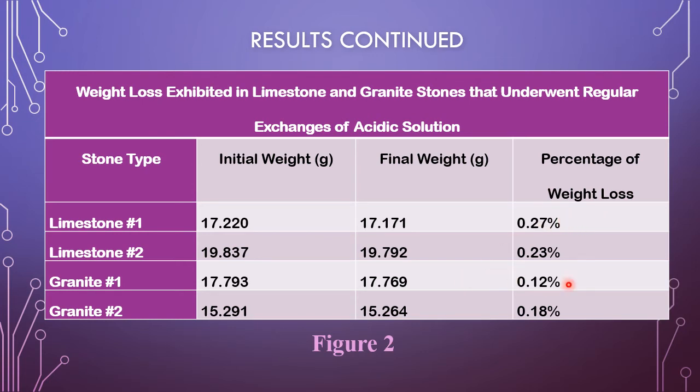And regarding the trend of, at least among stones of the same type, those that had higher initial weights lost less weight than those that had lower initial weights. So for example, in row 2 here, you can see that limestone number 2 was about 2.62 grams more than limestone number 1 in the first row, and it lost about 0.04% less than limestone number 1.